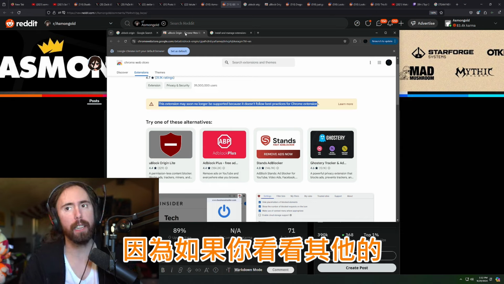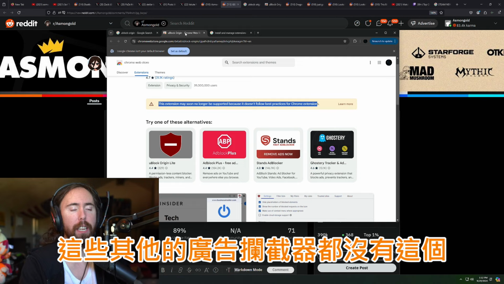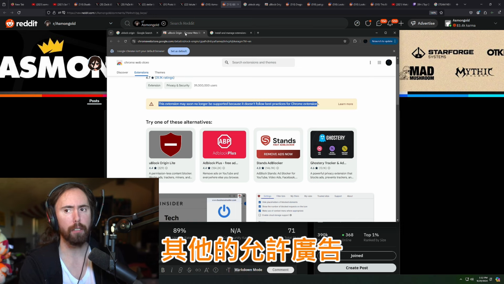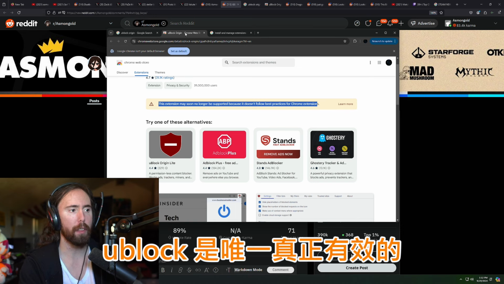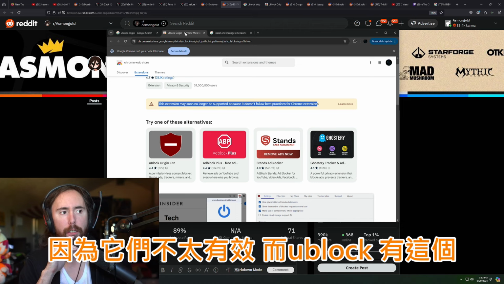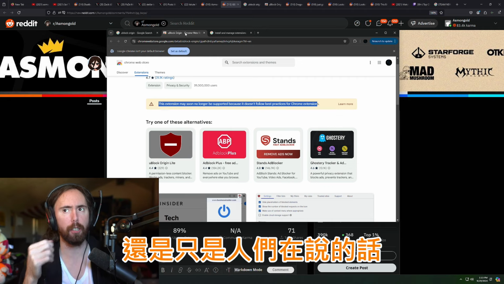Because if you look at the other ones that are also ad blockers, none of these other ad blockers have this. The other ones allow ads. uBlock is the only one that really works. So you're saying that the other ones don't have it because they don't work that well, and uBlock has it because it does work that well? Is there any evidence of that, or is it just something that people are saying? Because that sounds very convenient.